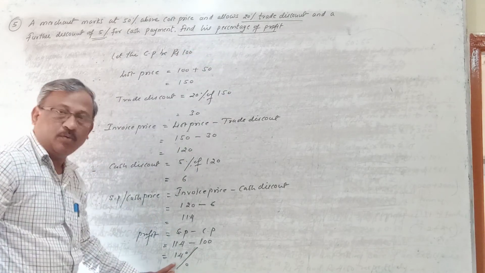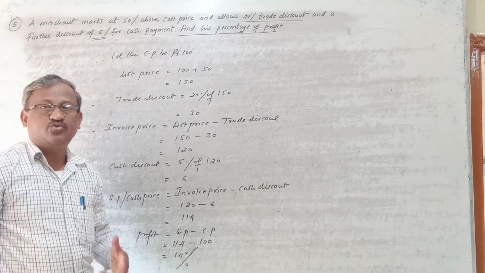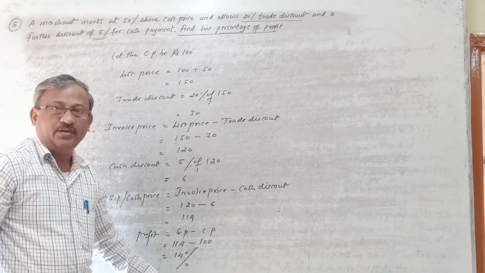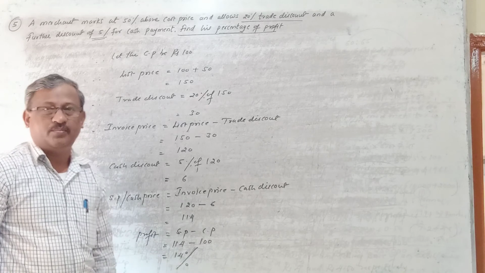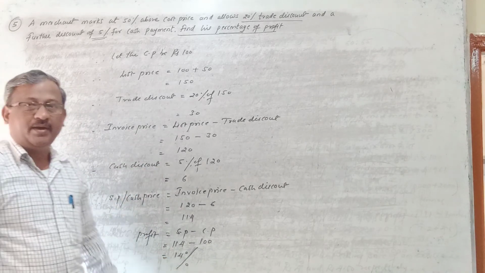So what is the rate of profit here? 14%. This problem also they have repeated many times in the exam. So at the end, you can write there: therefore, the rate of profit is 14%. Okay? So this is how you have to find out the rate of profit.